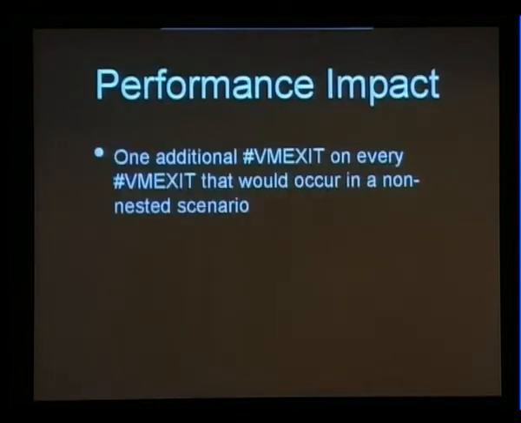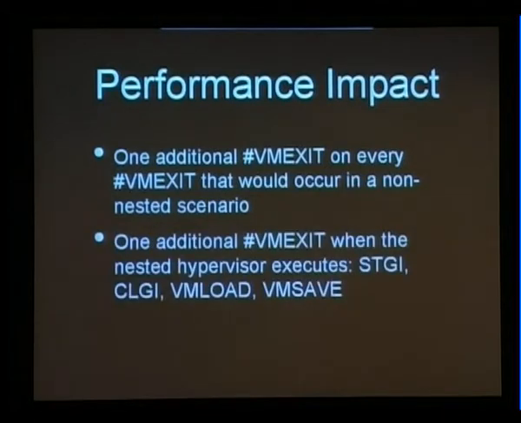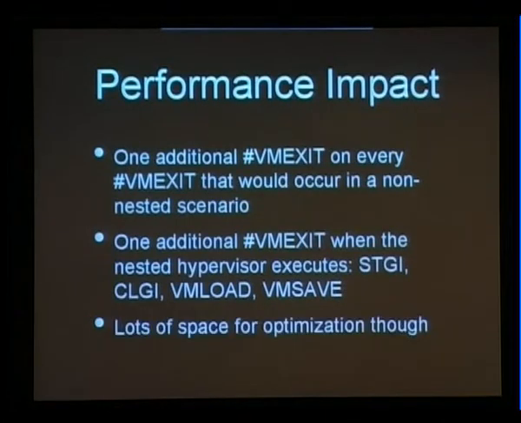A few words about performance impact. As you saw in the general picture of nested virtualization for AMD, it introduces only one VM exit on every original VM exit that should happen in the system. Also, we have to intercept STGI, CLGI, vmload, and vmsave instructions, in addition to vmrun, which is obligatory. We also have to intercept everything that the nested hypervisor intercepts, of course. We have lots of room for optimization here.